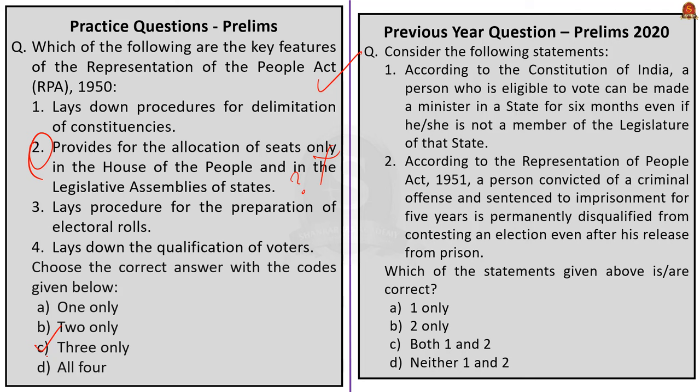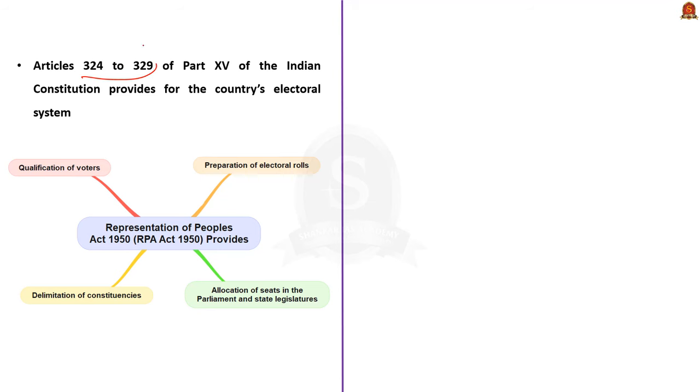See, to answer questions like these, you have to know about a particular provision or act exactly. So let us revise the RP Act. It is a very important topic from the perspective of both prelims and mains. Firstly, know that Articles 324 to 329 of Part 15 of the Indian Constitution provide for the country's electoral system. The Constitution confers upon Parliament the power to enact laws for all matters connected with elections to Parliament and the state legislature. Consequently, the government introduced the first RP Act in 1950 in order to regulate elections in the country.